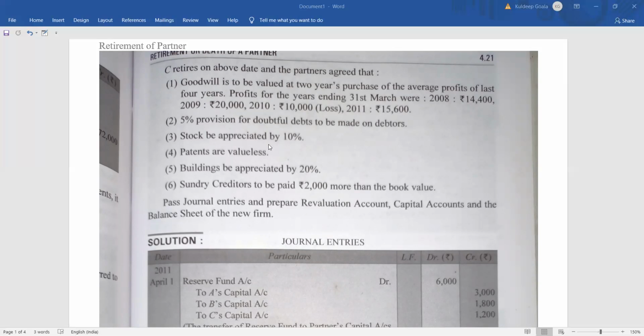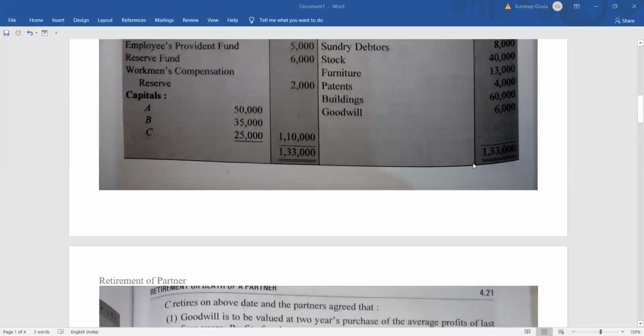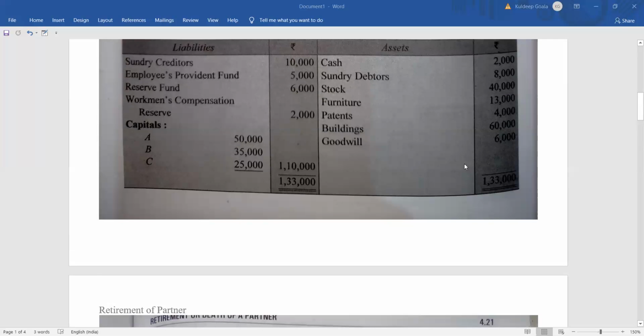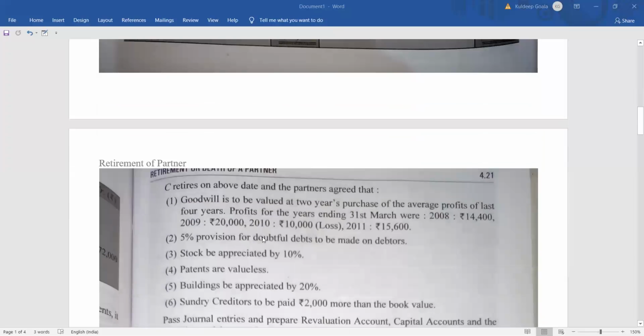Then stock be appreciated by 10%. What is the meaning of that? The value of stock will increase by 10%. What is the value of stock here? Stock has a value of 40,000. So 10% of 40,000 will be 4,000, right? It is an increase in the value of an asset, so it will go on the revaluation credit side. I hope all of you are able to understand this. So that portion is clear. We are going to show the increase in stock of 4,000 on the revaluation credit side.